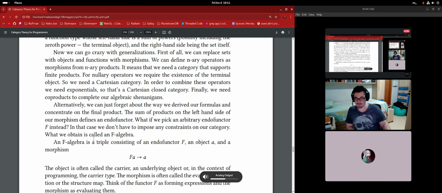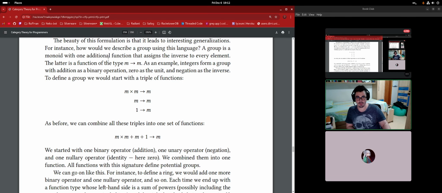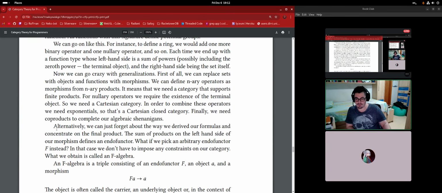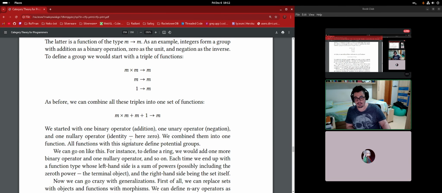Cool. So alternatively, we can forget about the way we derive our formulas. We can forget about the process itself, and just focus on the final product. The sum of products on the left-hand side of our morphism is defined as an endofunctor. The question is why? Why does this define an endofunctor? Because this is a very simple algebraic data type with a single type variable.